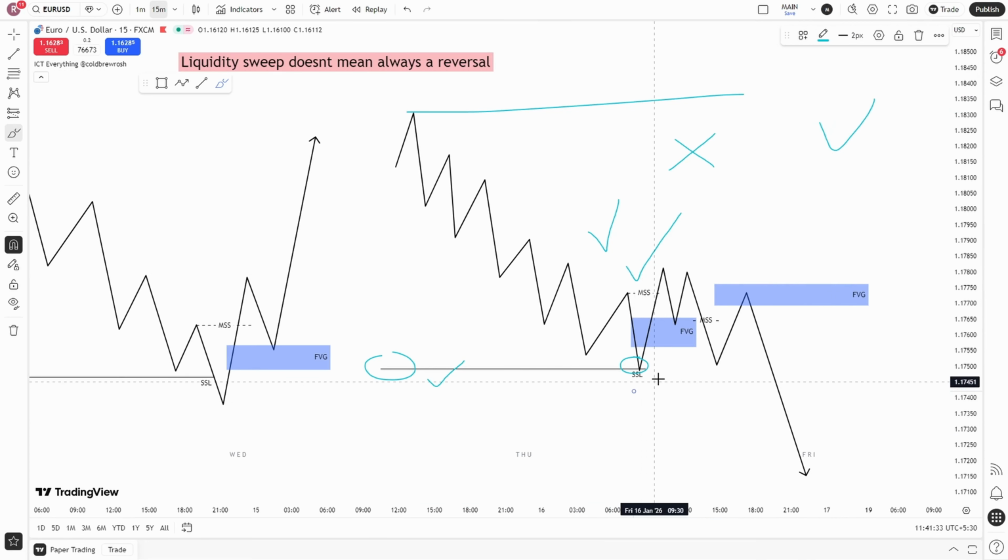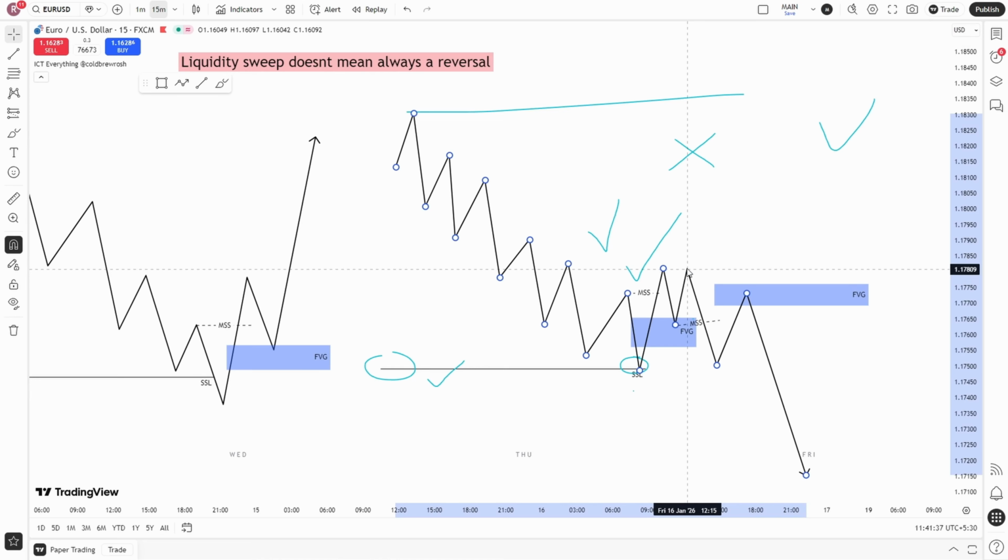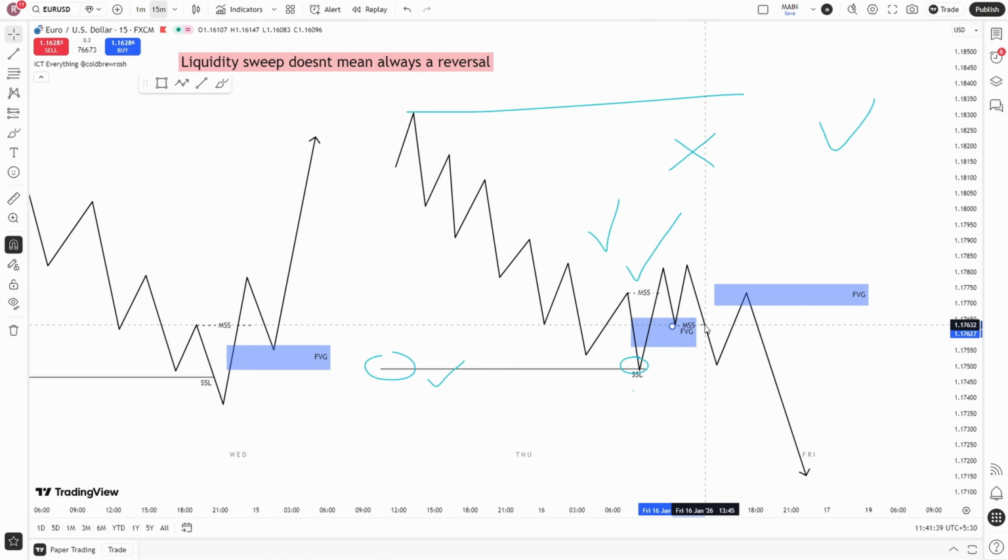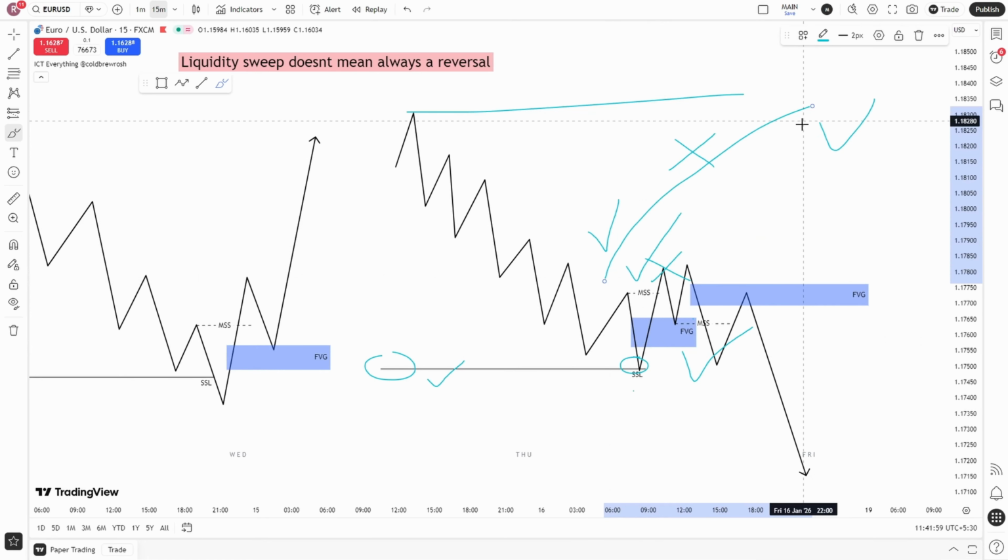As price continues, it takes this high. And at this point, the market reveals its true intent. We get a structure shift in the opposite direction. A bearish structure shift. And this time, notice the difference. This move comes with clean displacement. Price moves away decisively. There is no hesitation. There is no overlap. An imbalance is created.